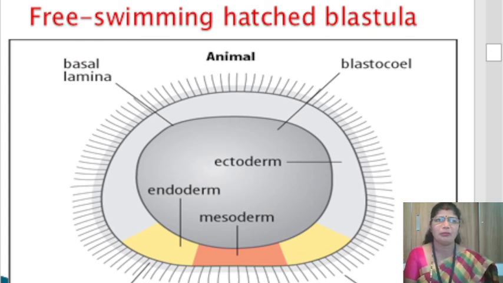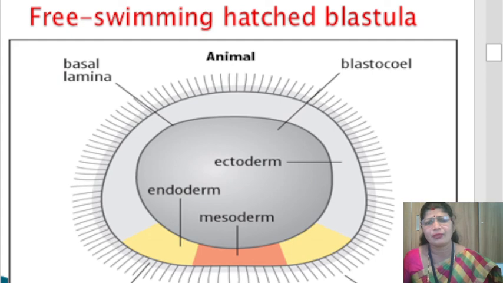One thing you should remember, in sea urchin, in the blastula stage itself, it will hatch from the egg and come out. Because it has cilia, it can freely swim in water. So with the help of cilia, it can freely swim in water. Therefore, in sea urchin, only in the blastula stage it will come out from the egg.